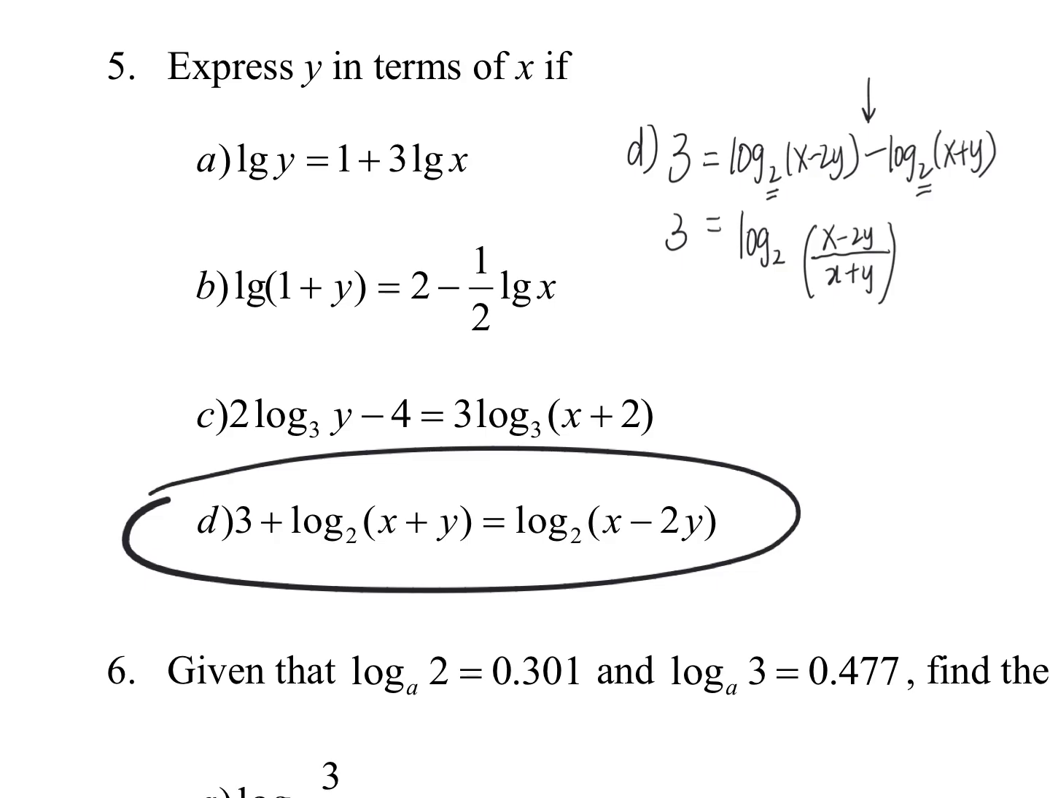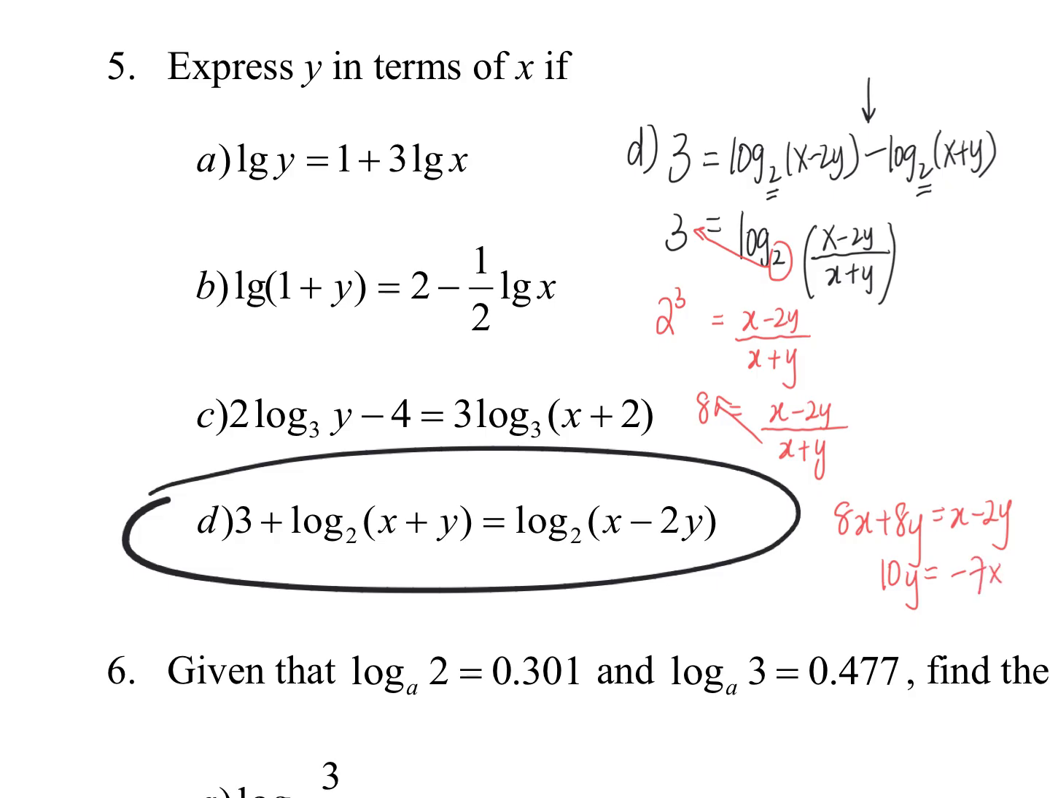Okay, so how do I get rid of log? I want to change it to index form. Remember what we do? Push. So push this up so that it becomes 2 cubed. Then the log disappears already. The rest is just you manipulating and eventually making y the subject of the formula. Cross multiply: 8x plus 8y is x minus 2y. So 10y is minus 7x. So y is minus 7 over 10x.